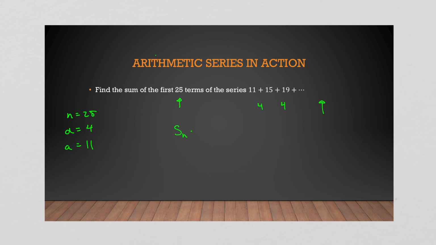We have Sn is equal to n over 2 times 2a plus n minus 1 times d. So we sub in the info we have. So n is 25. So the sum of 25 terms is equal to 25 over 2 times 2 times 11 plus 25 minus 1 is 24 times 4.